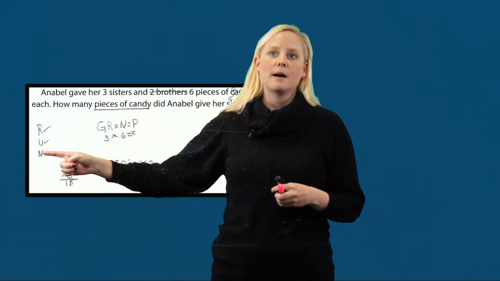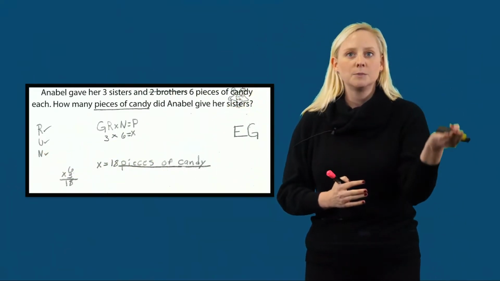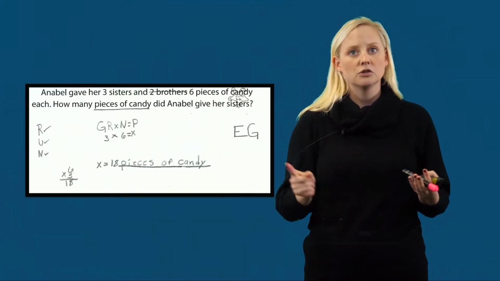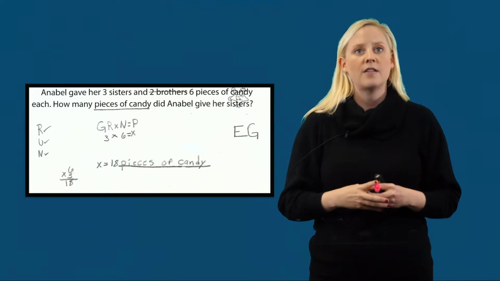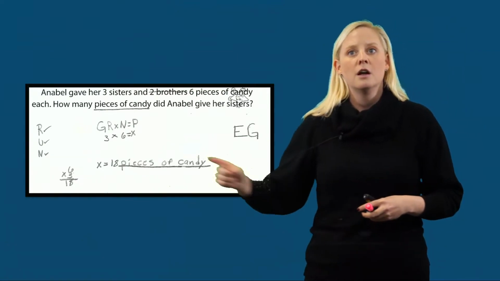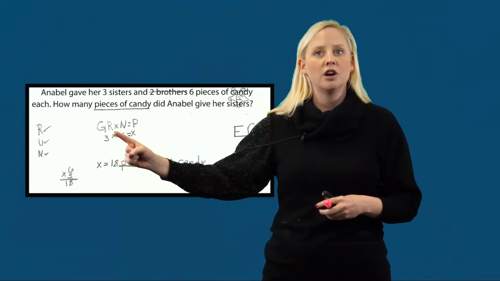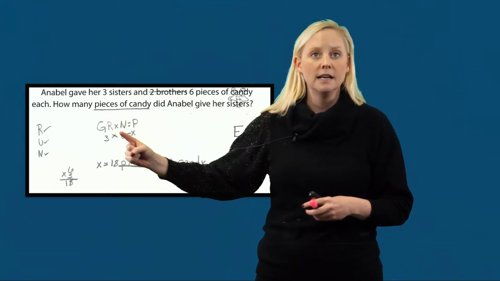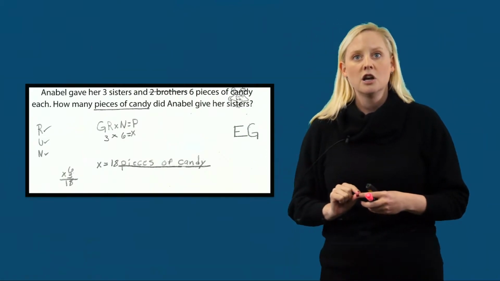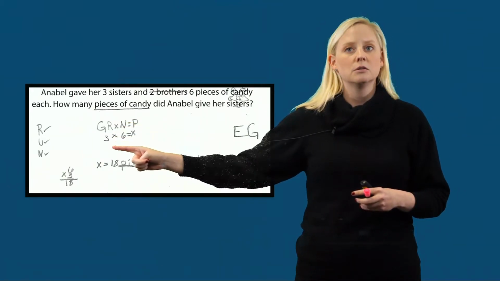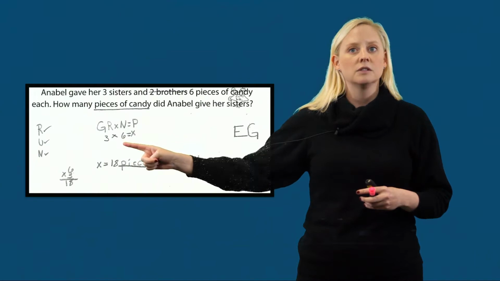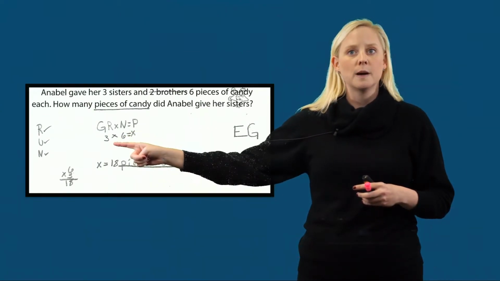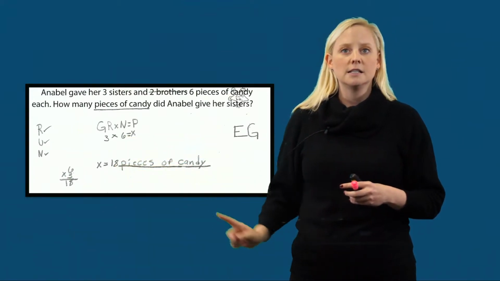Now the student named the problem type. We have 6 pieces of candy for each of her sisters, so we know we have groups with an equal number in each group. The student wrote EG to identify that this is an equal groups problem. The student then wrote our equation, GR times N is the same as P, which stands for the groups times the number in each group is the same as the product. She identified that there are 3 sisters, so 3 groups, and each sister received 6 pieces of candy, which is the number in each group. She correctly solved by multiplying 3 times 6, and we have 18 pieces of candy.